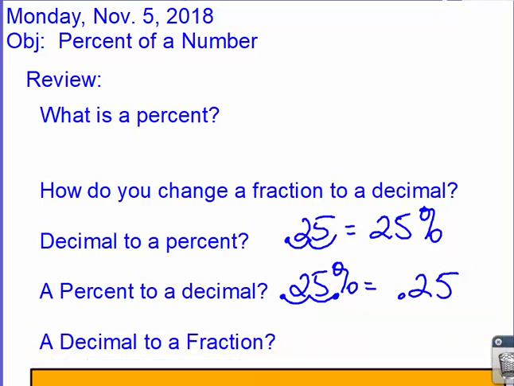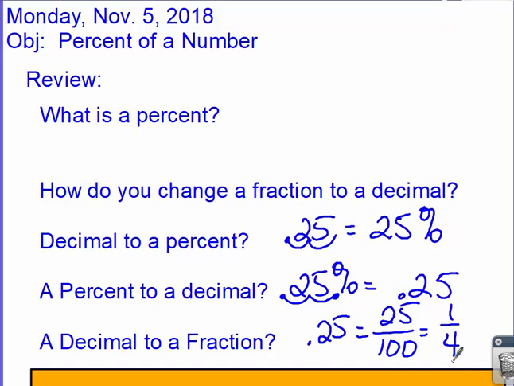And then last but not least, how do we change a decimal to a fraction? To change a decimal to a fraction, you just say it correctly. So if I have 0.25 as my decimal, I say that as 25 hundredths, because the 2 is in the tenths place, the 5 is in the hundredths place. So it's 25 hundredths. And then you simplify. 25 and 100 both have a 25 in common, and it simplifies to 1/4. So that's what we worked on last week.